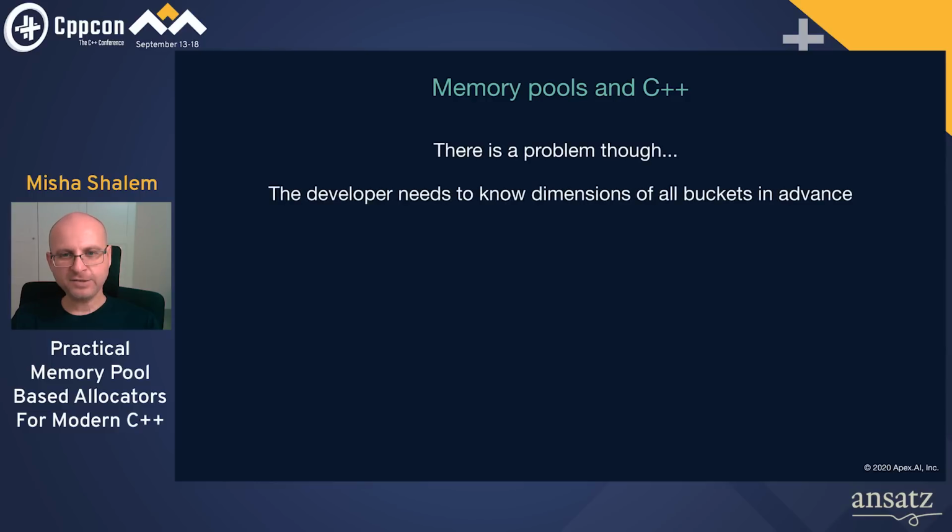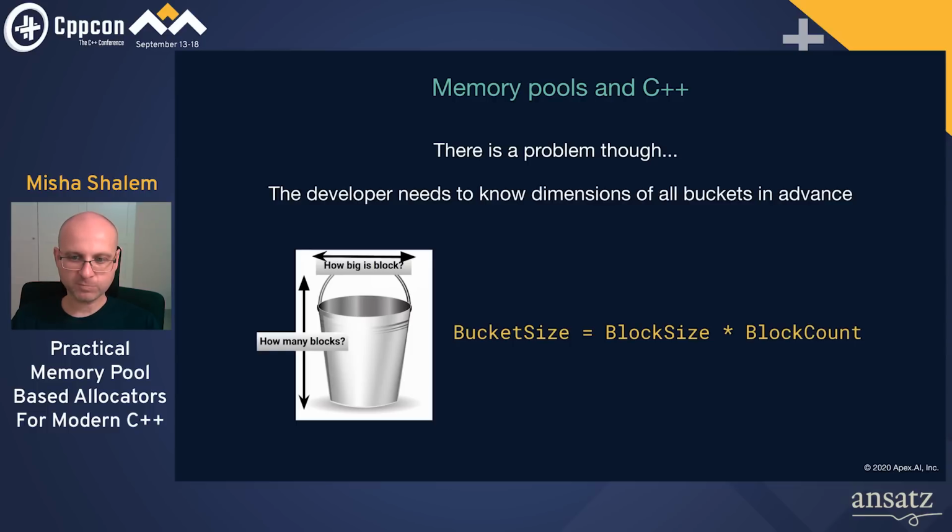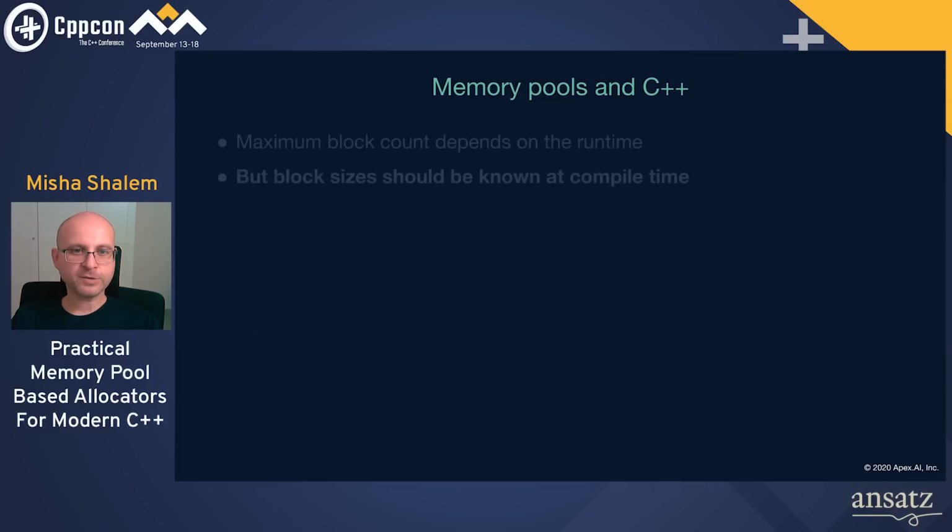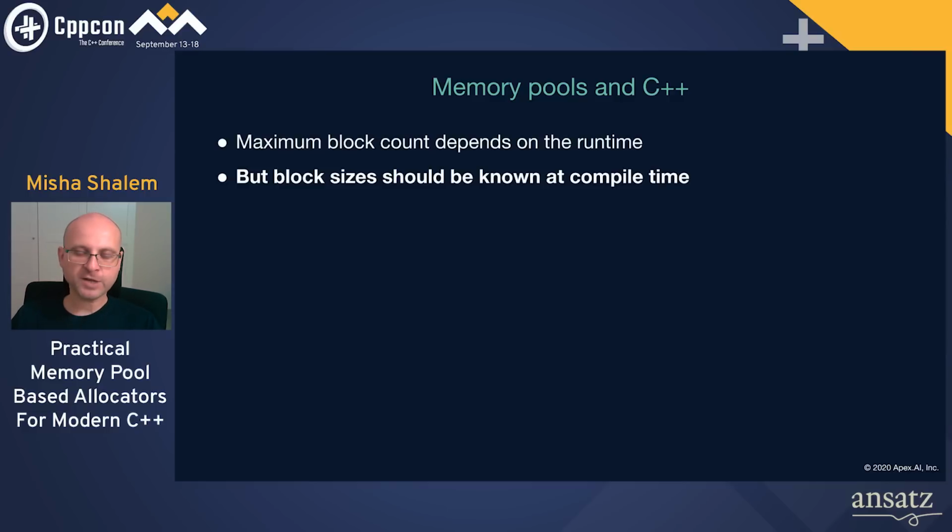Now, in C++, we have a problem. And this problem starts with the need to know the dimensions of all buckets in advance. Bucket size is actually a combination of block size and block count, right? And block count is something which depends on runtime, and users usually have some kind of hard-coded limitation. For example, it may depend on input, it may depend on something really not known at compile time. And in embedded systems, there are usually hard-coded limits for many things. But block sizes should be known at compile time, right?